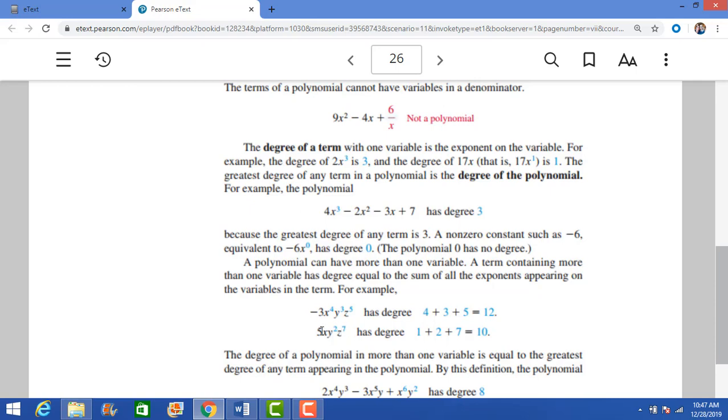The degree of this one is going to be 7 plus 2 plus 1, which is going to be 10. So the degree of this term here is 10. Okay.